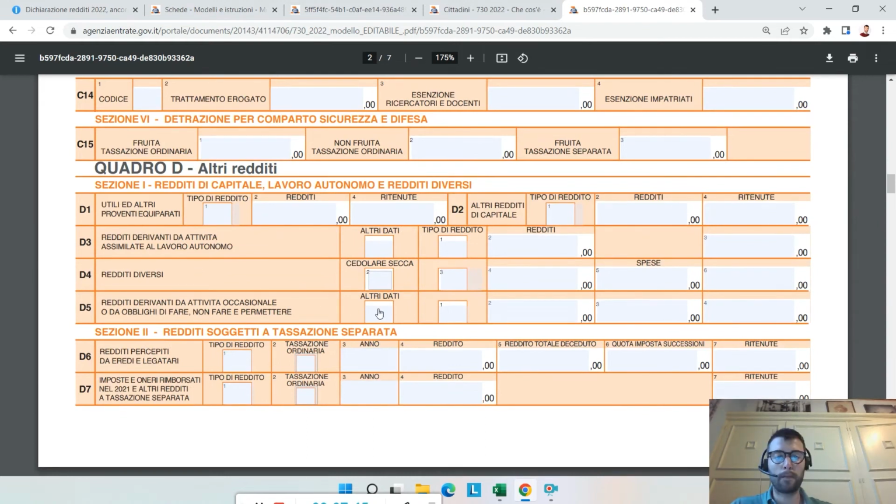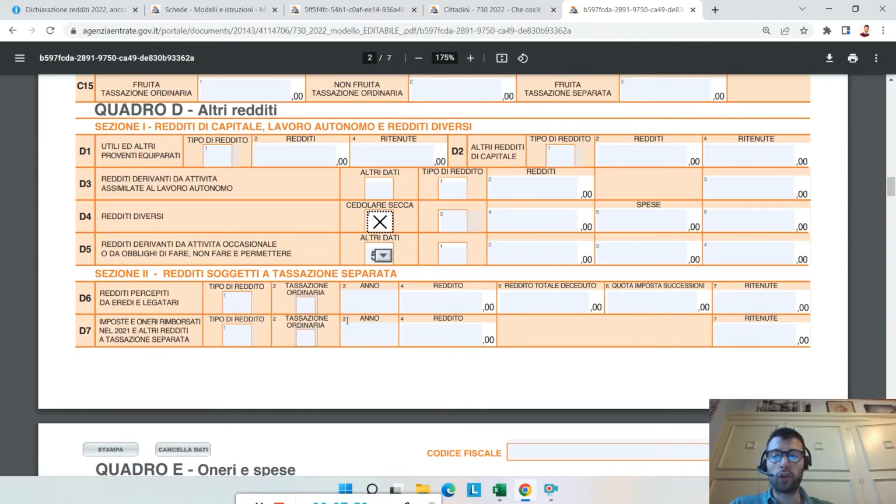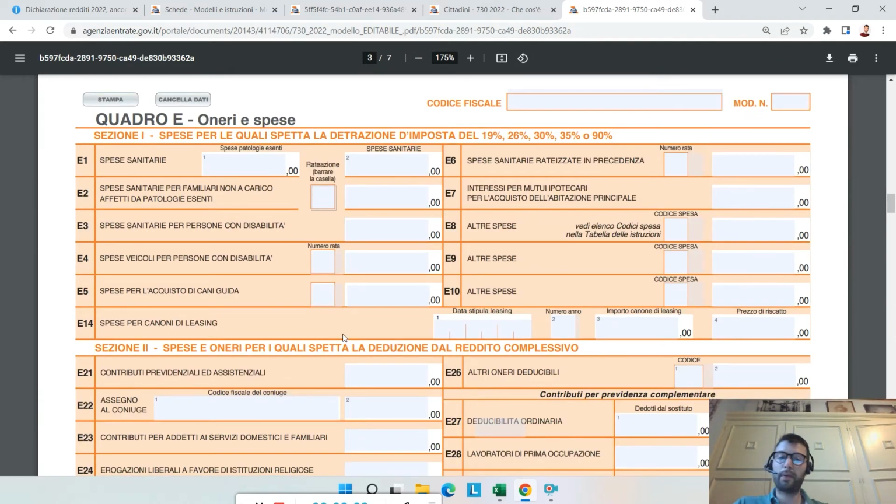For instance, occasional activity, or if you have stocks or obligations. The most important part of this is the oneri e spese. We have the detrazione and deduzione. For instance, you have 1,000 euro of spese sanitarie, hospital, and let's say you can detract 19%. What does it mean? The 19% of 1,000 you remove directly from your taxes.